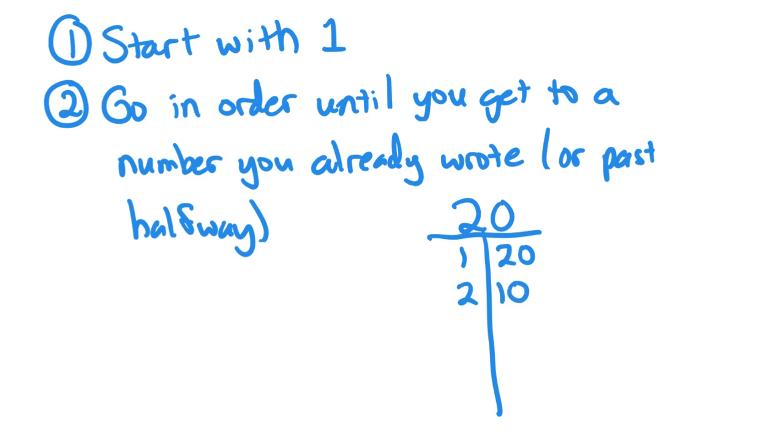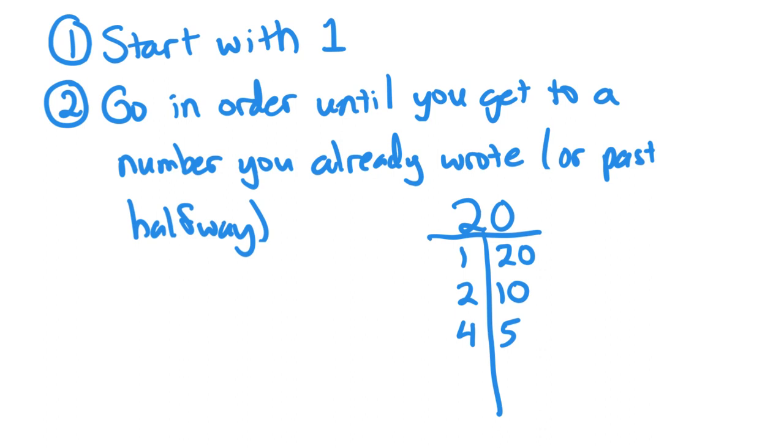3, think of those 3s. 3, 6, 9, 12, 15, 18, 21, but no 20. So no 3. 4, yeah, 4, 8, 12, 16, 20. That is 4 times 5. And next would be 5, but we already wrote 5, so we're done. That's all the factors of 20.